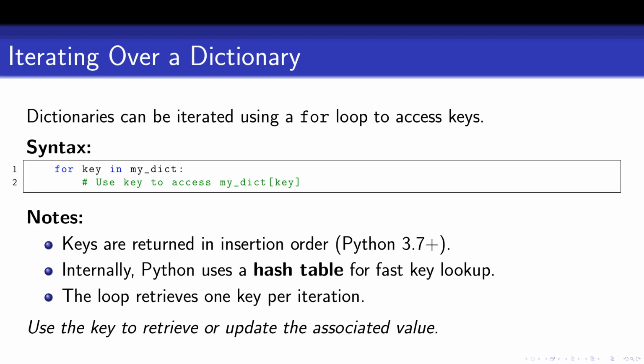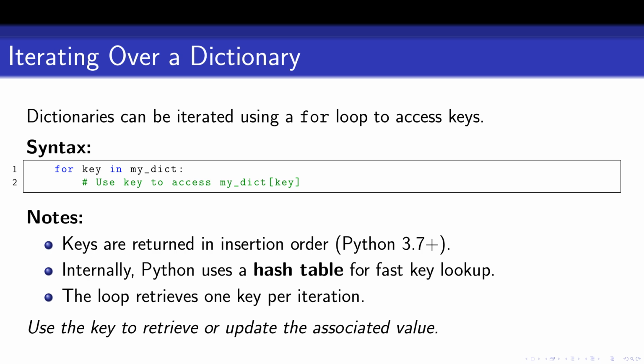Inside the loop, you can access the corresponding value using my dict with key in square brackets. Remember that starting in Python 3.7, dictionaries preserve the order in which keys were inserted, so iteration order will match the order of addition. This is helpful for ordered output, like displaying menu items or structured reports.